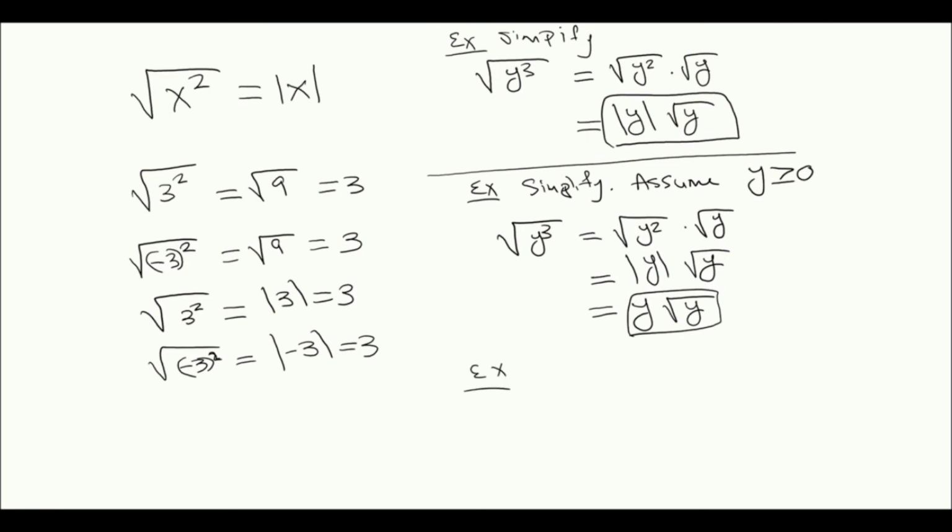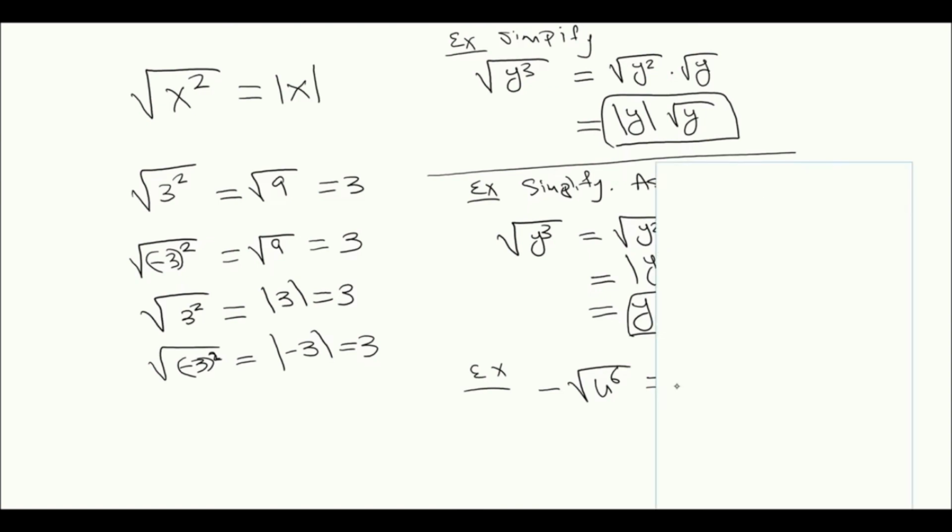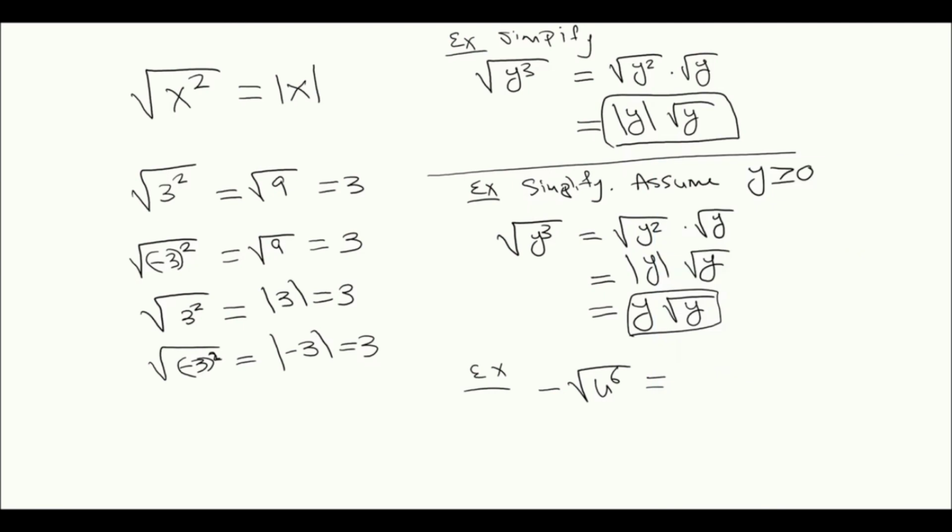What if we said simplify negative square root of u to the 6? Now you know that the expression you have to square to get u to the 6 is u cubed, right? But the problem is that u cubed could be negative. So here we're going to say negative absolute value of u cubed, right? The negative is just carrying.